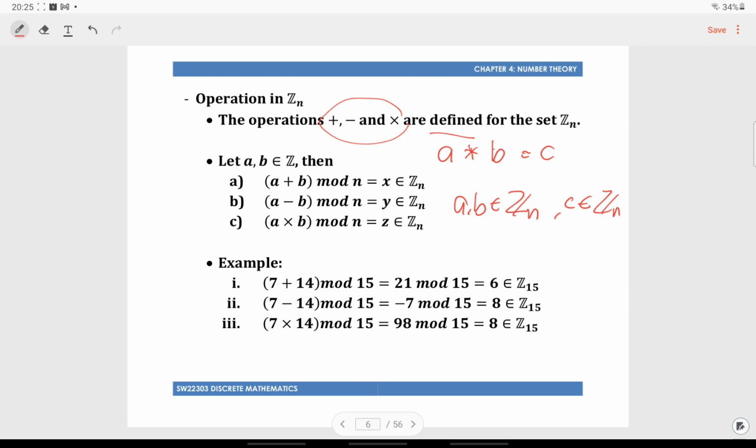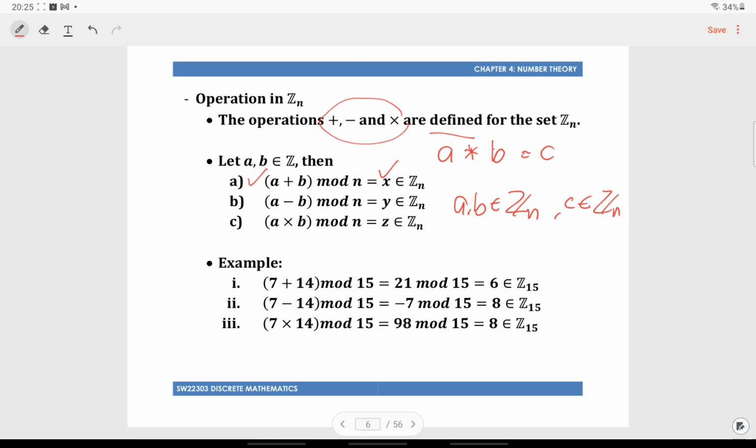How about division? For division, it is not necessarily true. Sometimes it is true, but most of the time it is not true. That is why the division operation is not defined for the set Zn. So we have the following operations: a plus b mod n, and the outcome also belongs to Zn, and so on.